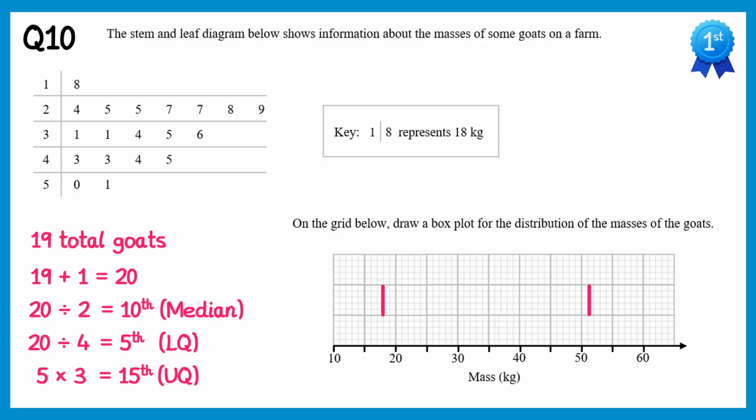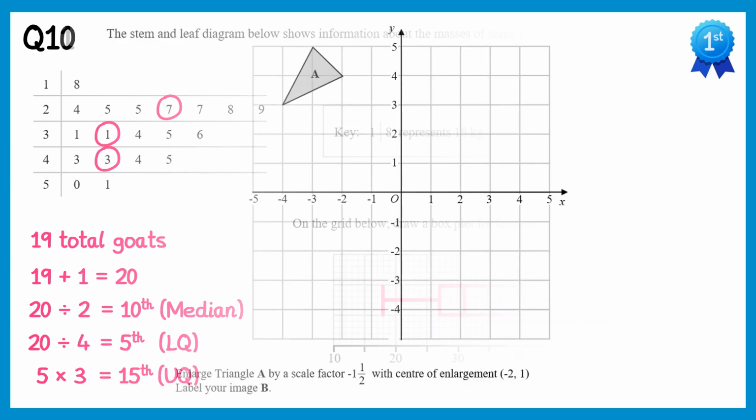So we just need to locate the 5th, the 10th, and the 15th value in the stem and leaf diagram. If you count through in order, you'll find the 5th number here is this one, so that's 27. The 10th one is this one, so 31, and the 15th one is this one, so 33. We can then plot vertical lines at each of those, and then join out the box and complete the box plot.